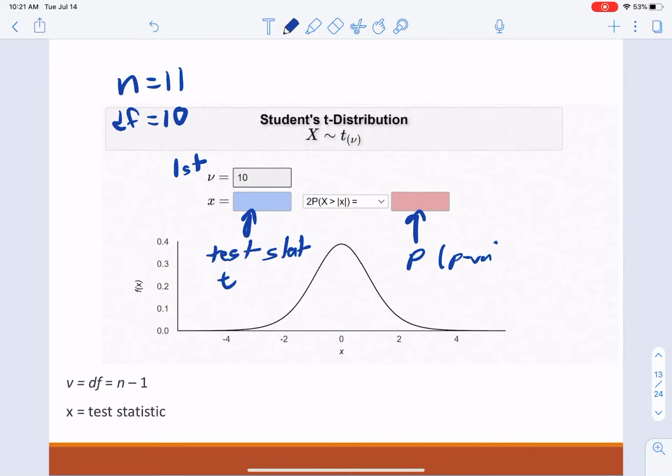P-value. Good Lord. All right, cool. And same deal here, right? We have those 4 options for x greater than, less than, 2 times, right? So the two-tailed situation, or kind of the middle bit, right? We still have all of that information, all of those options in there, which is great.